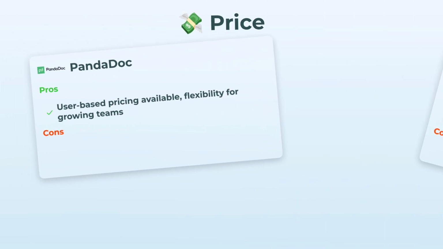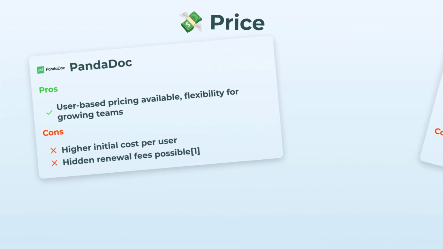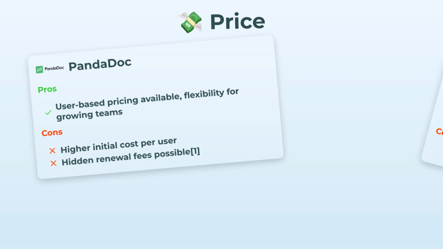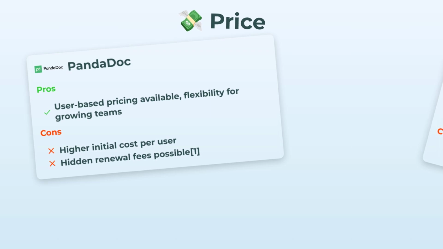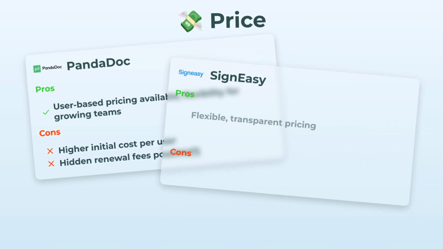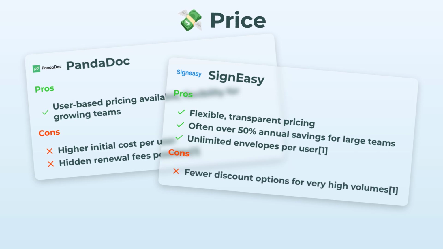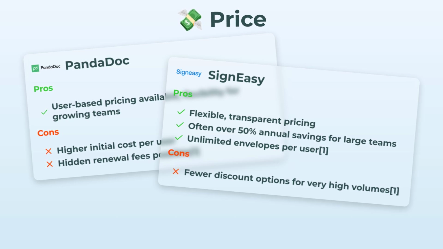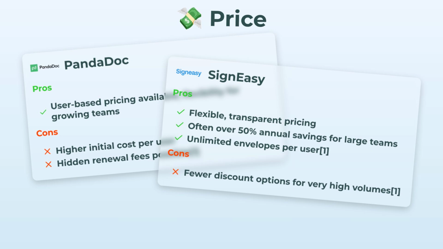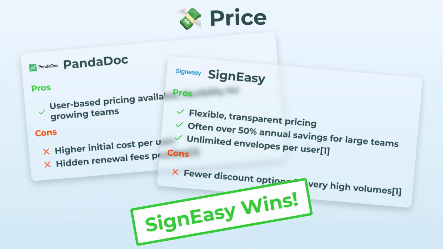Alright, first up, let's talk price. So PandaDoc rolls out user-based pricing, which is pretty flexible if your team keeps growing. But honestly, the initial per-user cost is kinda steep, and I've seen people be caught off guard by renewal fees, so watch out for that. Now, SignEasy, you know what? It's actually super transparent. There are no weird limits on how many documents you send, and for bigger teams, you can sometimes save like over 50% a year compared to competing options. Yeah, that's wild. The only caveat is if you're some high-volume megacorporation, the discounts aren't as generous. But honestly, SignEasy takes the win here, you just save more money.